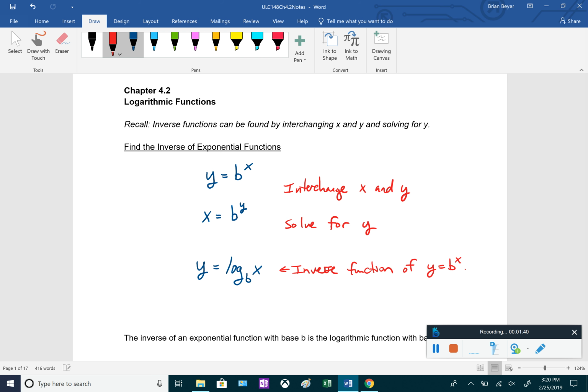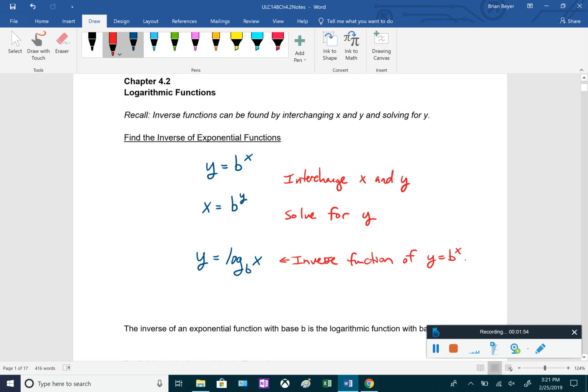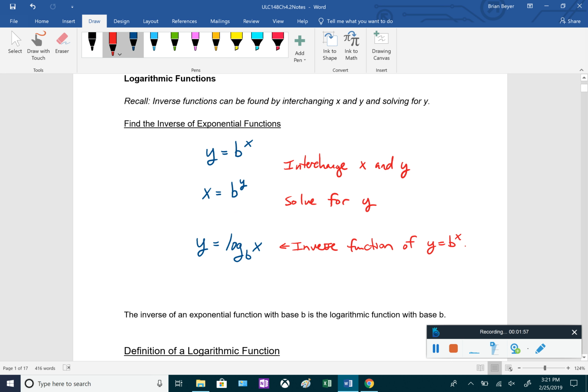We already knew that exponential functions y equals b to the x were one-to-one functions, meaning they have an inverse function, and the logarithmic function is the inverse function of the exponential functions. So the inverse of an exponential with base b is the logarithmic function with the same base b. I'm just going to write down how we read this off because it is important. It's log base b of x. B is the base, it's a subscript here, and then x is the input.